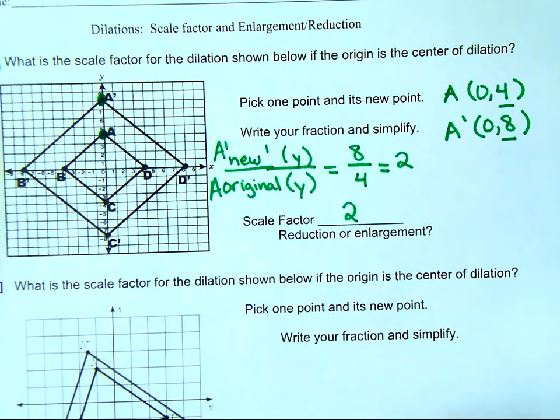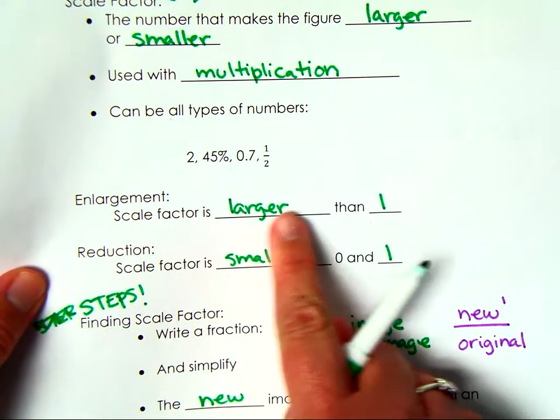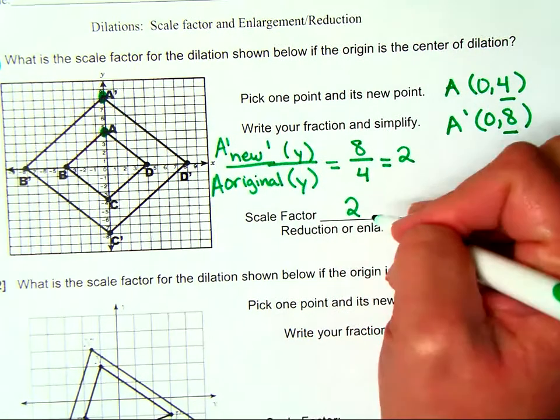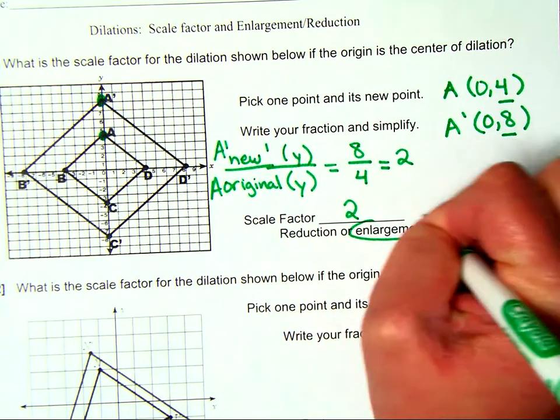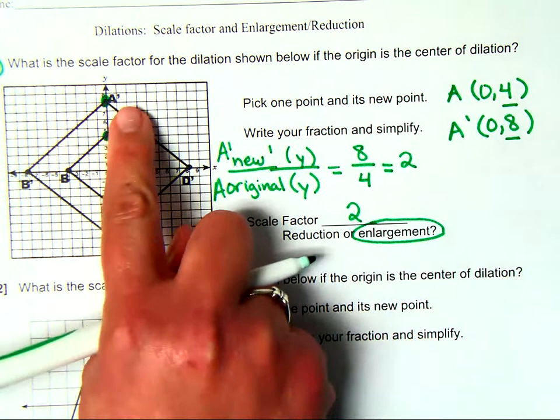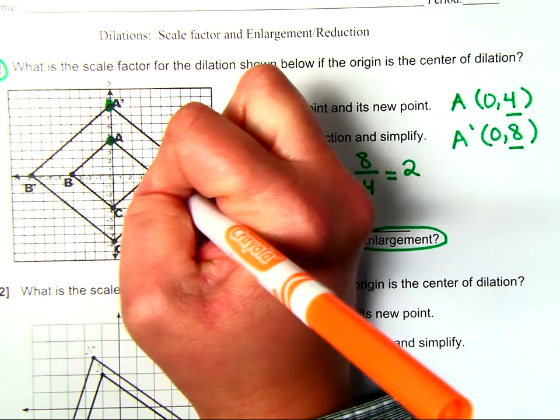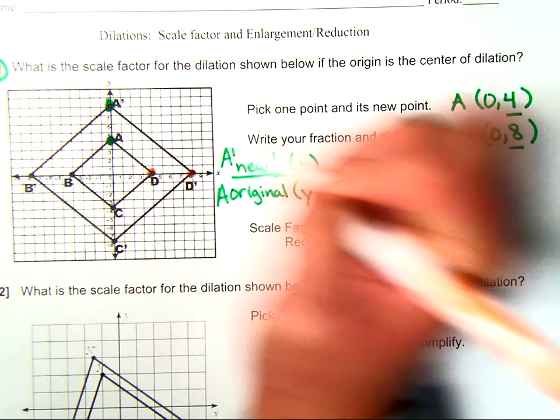Then if I look back at my notes, if the scale factor is larger than 1, which 2 is larger than 1, this means it is an enlargement. That means that this new image is double the original. Now let me just prove it to you with another ordered pair, just so you can see this a different way. Okay? Let's look at this ordered pair D, and I'll use a different color.